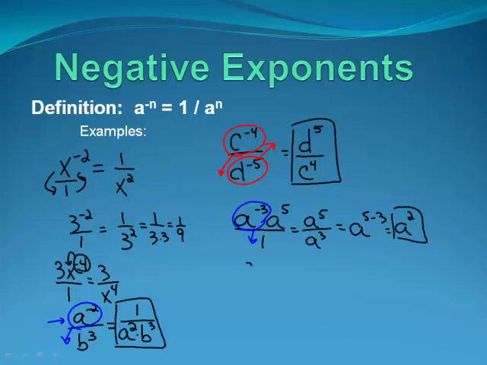Another way you could approach that same problem, and I'm just going to rewrite it here, is, again, using the previous section, if you have like bases being multiplied, you can combine that into a single base expression by adding your exponents. Here, negative 3 plus 5 does give you a squared. Same answer, slightly easier in that problem. So notice that negative exponents follow properties of exponents just like any other exponent. Okay? Let's do one more example.